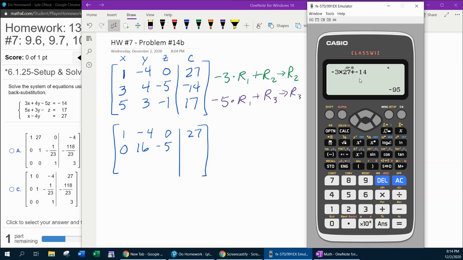And this really shows how the row operation is being calculated. We're taking the negative 3 times the element in row 1, adding to the corresponding element in row 2 to get the new element in row 2. So that's going to be negative 95.